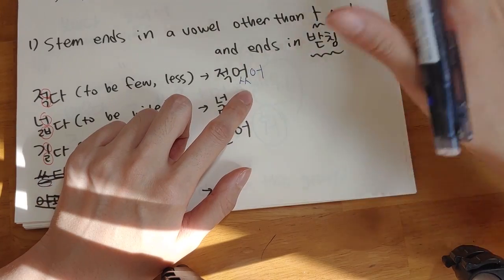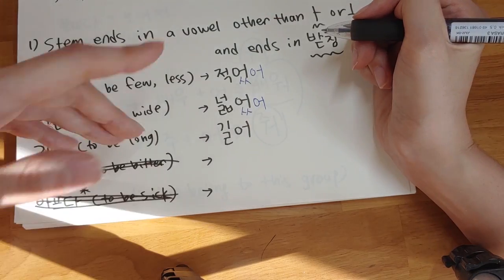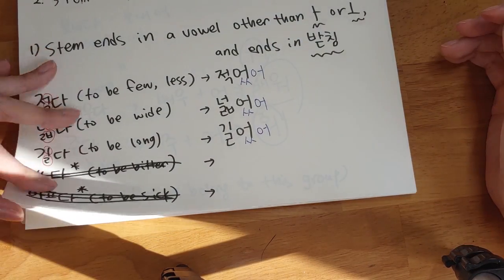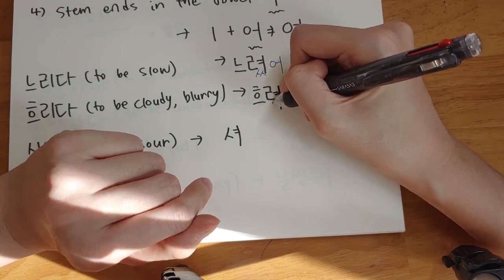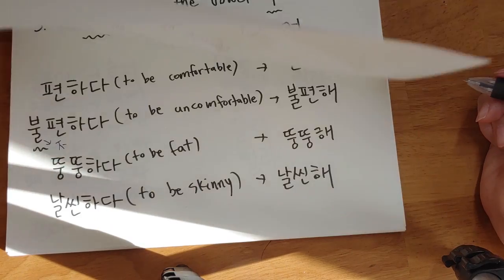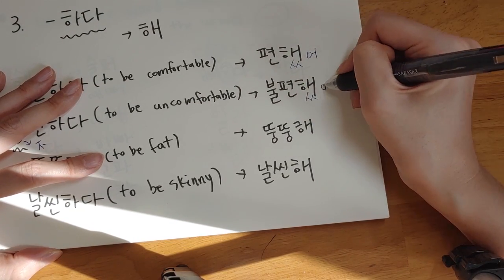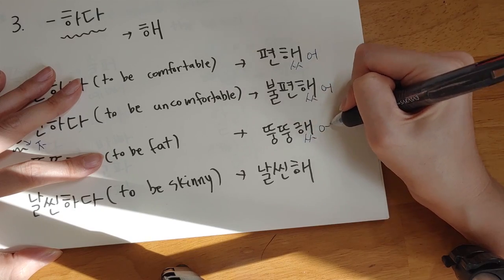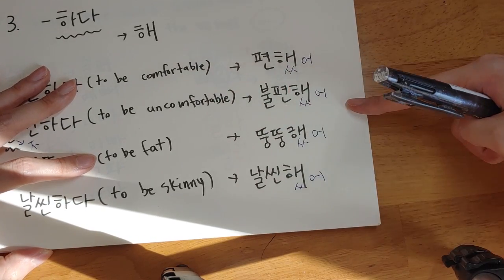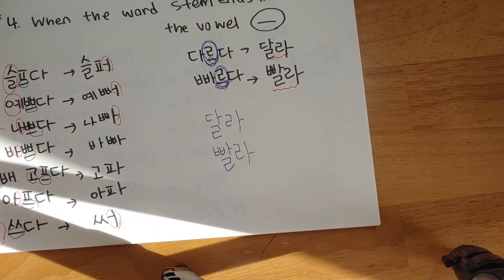적었어. There wasn't many, right? 넓었어. Was wide. 길었어. Was long, right? 느렸어. 흐렸어. 쉬었어. 편했어. 불편했어. 뚱뚱했어. 날씬했어. Was comfortable. Was uncomfortable. Was fat. Was skinny, right?